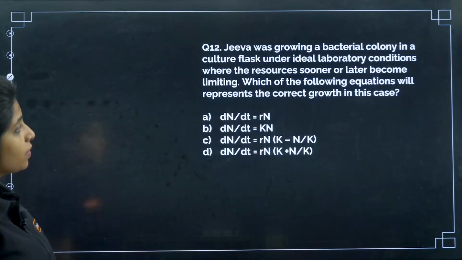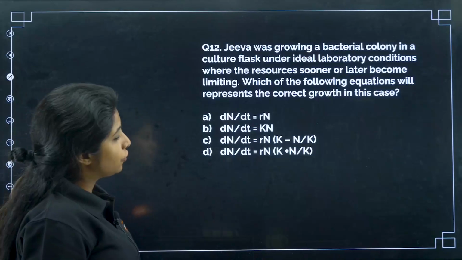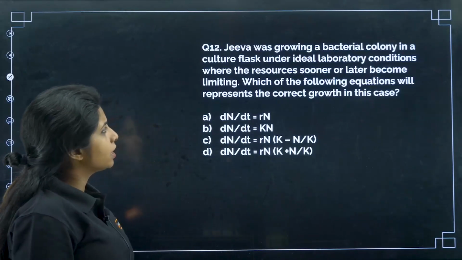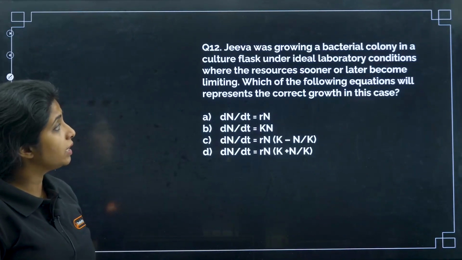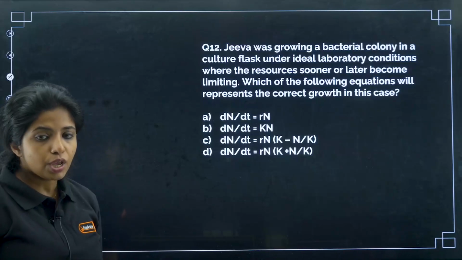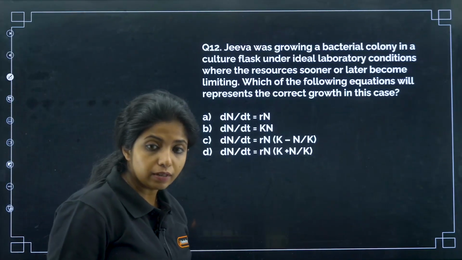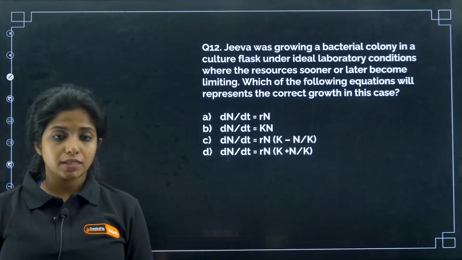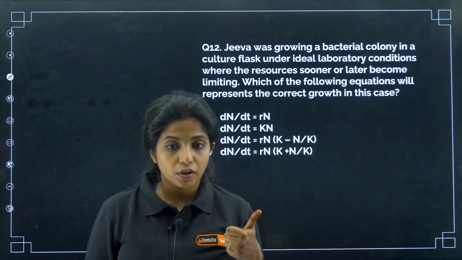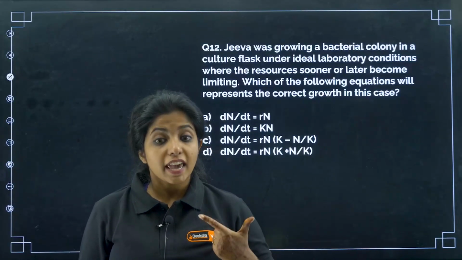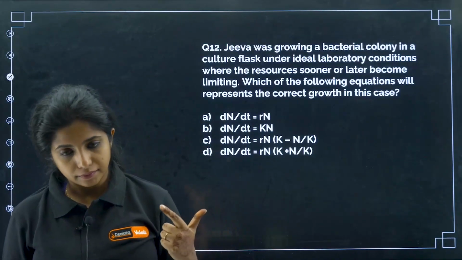Next, Jiva was growing a bacterial colony in a culture flask under ideal laboratory conditions where the resources sooner or later became limiting, my dear children. Which of the following equations will represent the correct growth in this case? So, there are different types of growth. One is logarithmic growth and the other one is exponential growth.